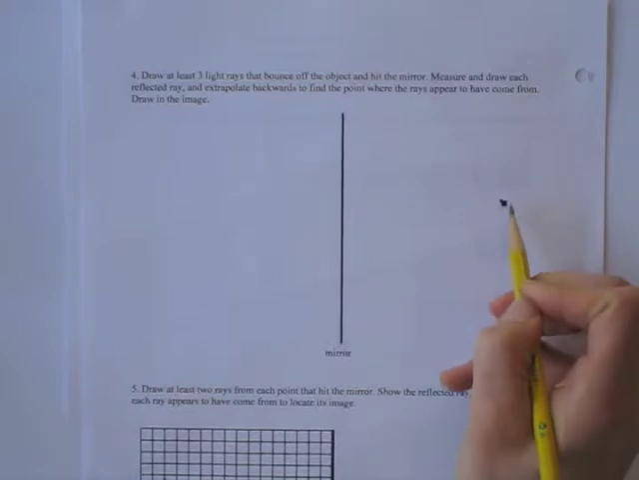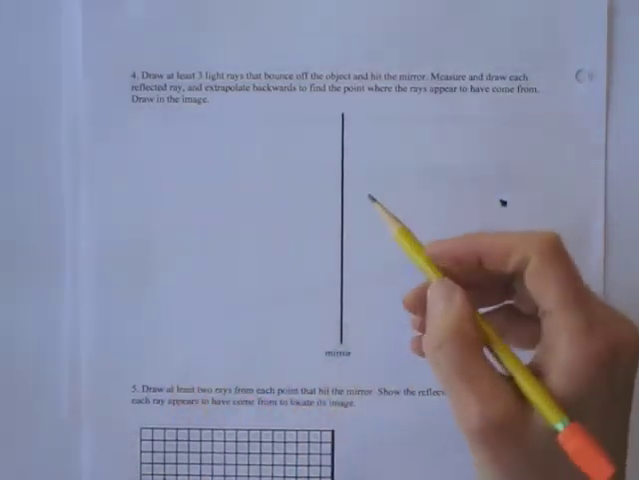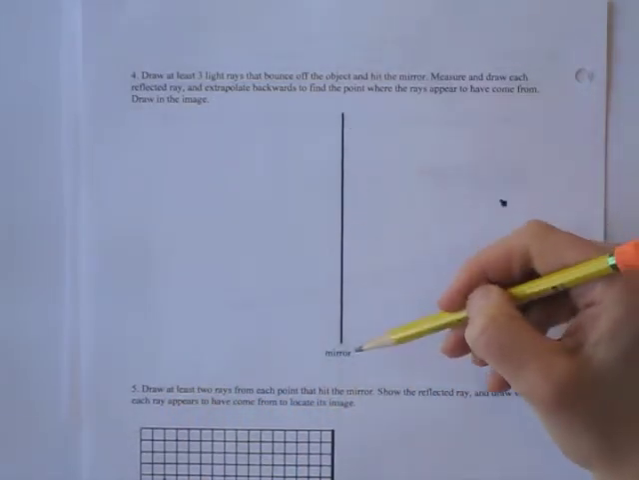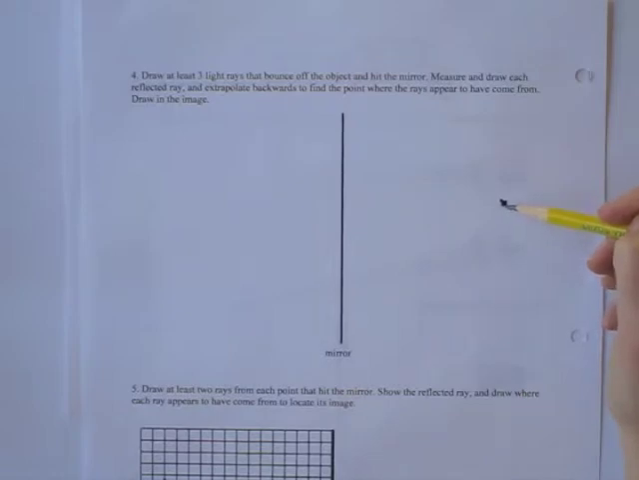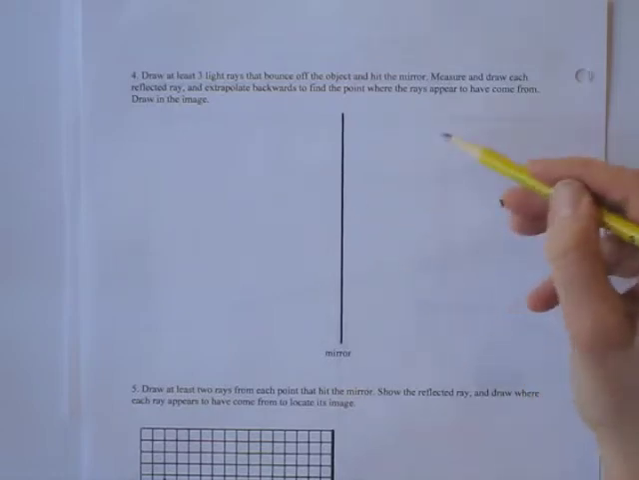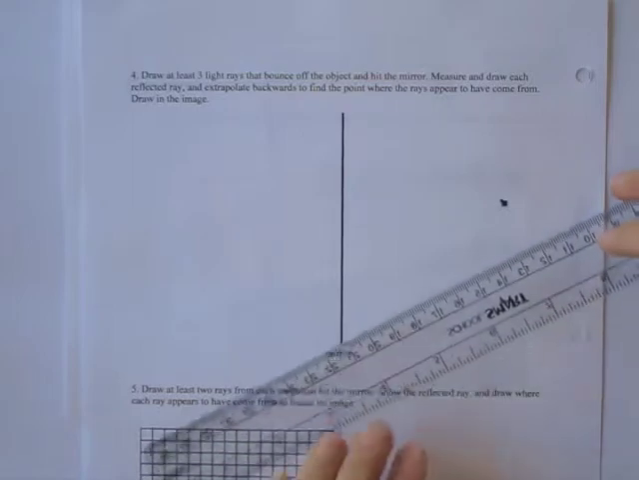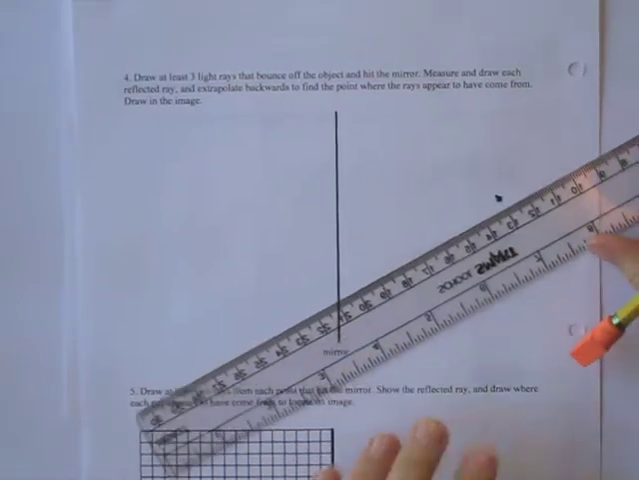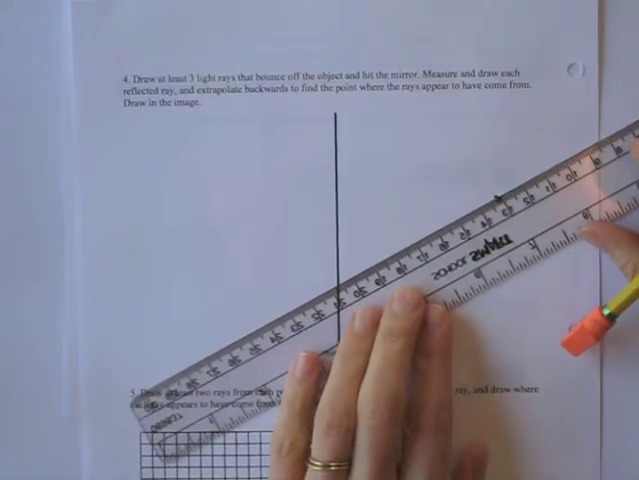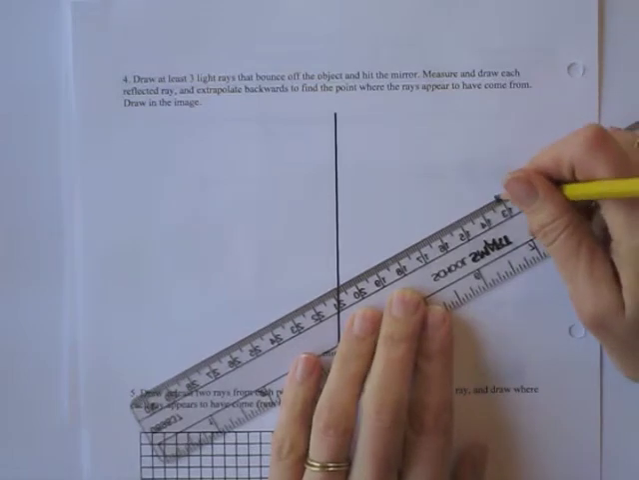You have to infer from the diagram that this is the reflective surface of the mirror, because we're assuming these light rays are going to reflect off. You will need a protractor and a ruler to do the next part. You can draw your 3 light rays anywhere you like. I am going to start with a light ray going down.